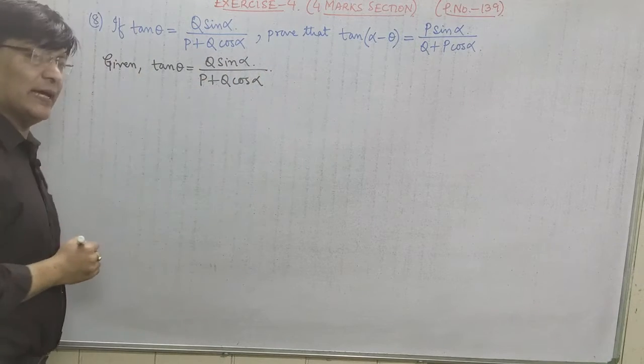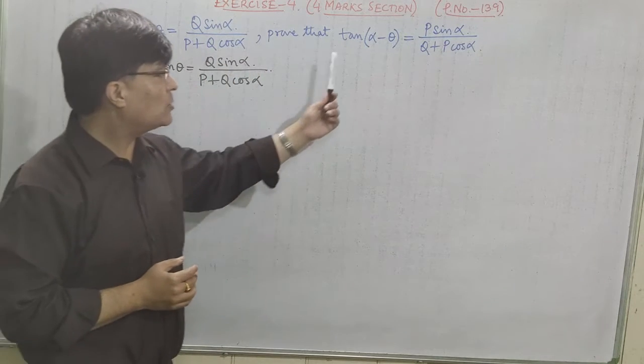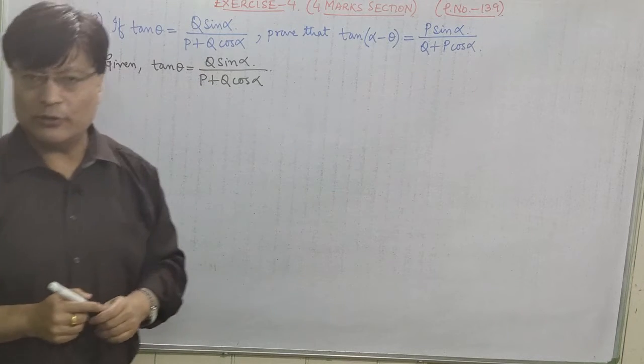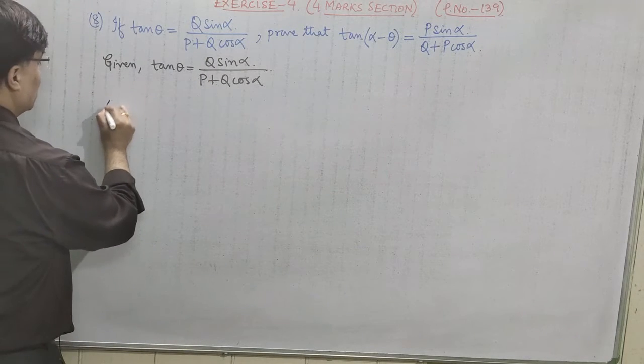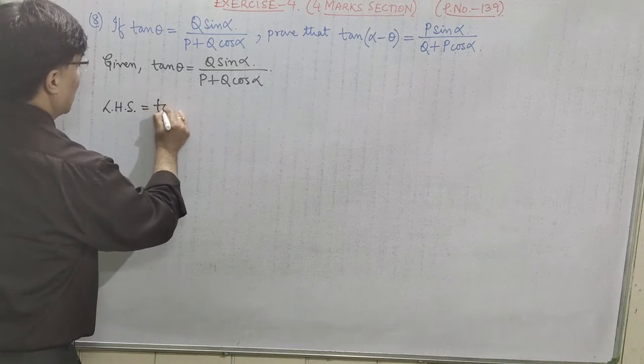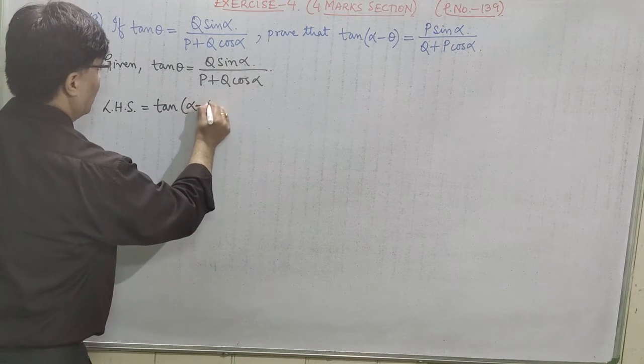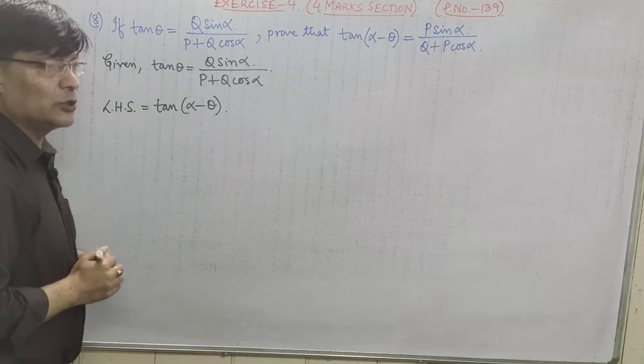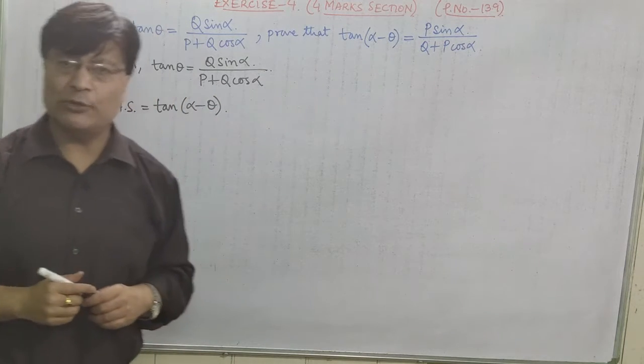So let us keep it as it is. Okay, so let us prove this LHS is equal to RHS. So let us write down the left hand side now, which is equal to tan of alpha minus theta. So in this case, which formula is used?